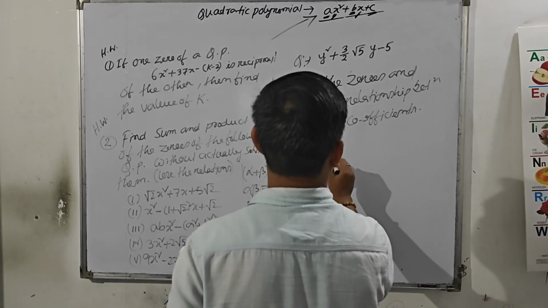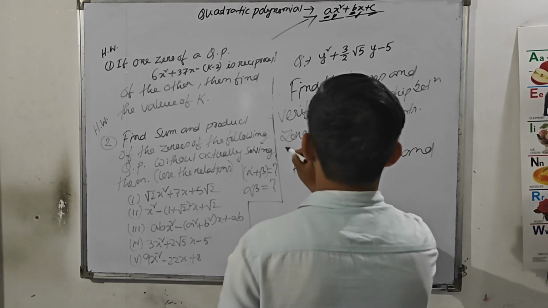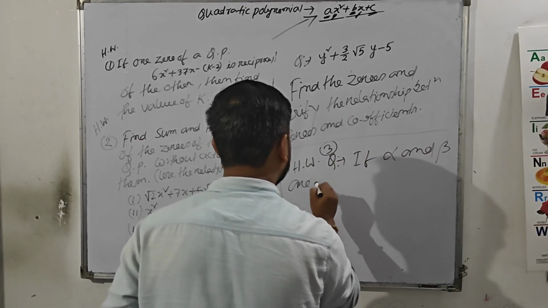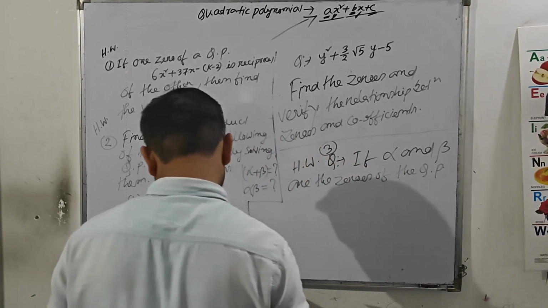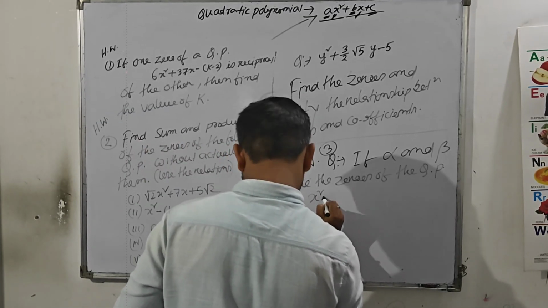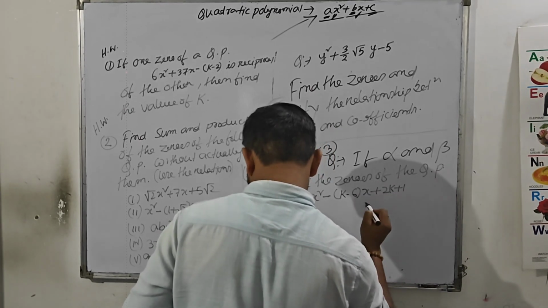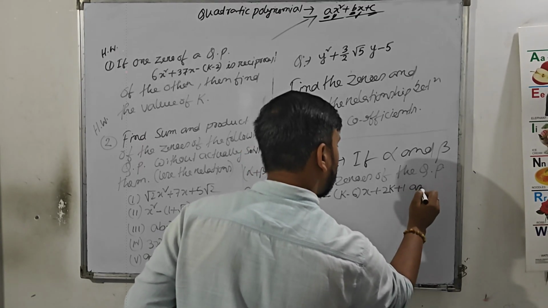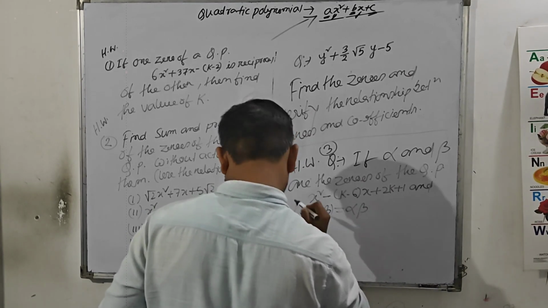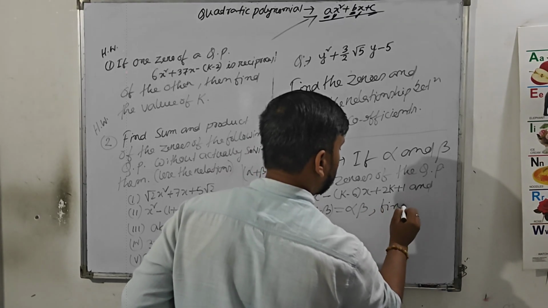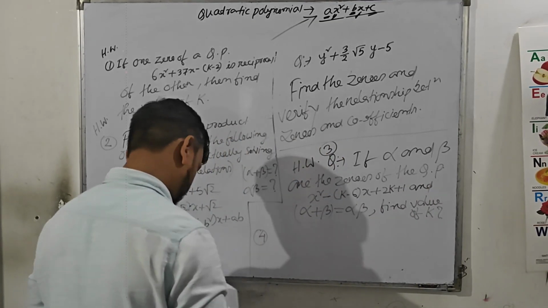The question: if alpha and beta are the zeros of the quadratic polynomial x squared minus (k minus 6)x plus 2k plus 1, and alpha plus beta is equal to alpha beta, find the value of k.